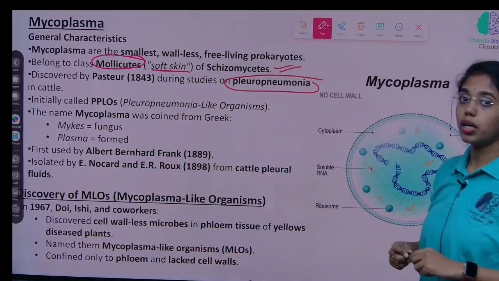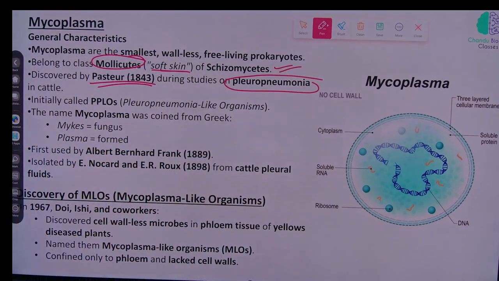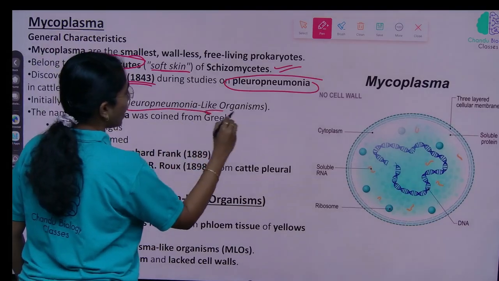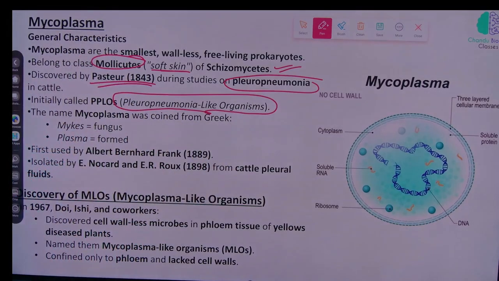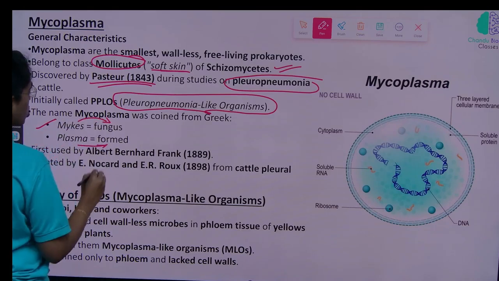They were discovered by Pasteur in 1843 during studies on pleuropneumonia. Initially they were called pleuropneumonia-like organisms. The name Mycoplasma was coined from Greek: mykes means fungus, and plasma means formed.